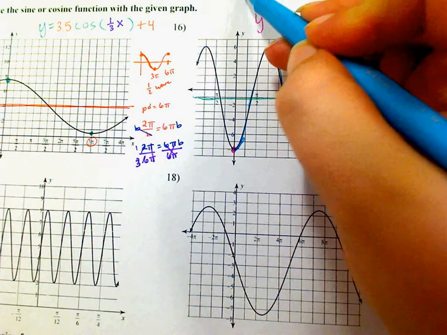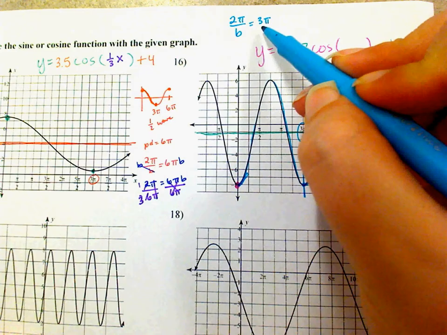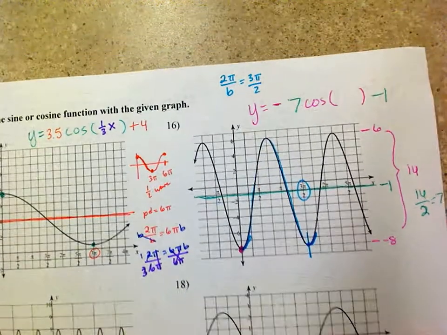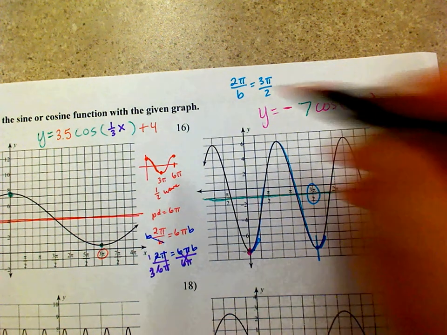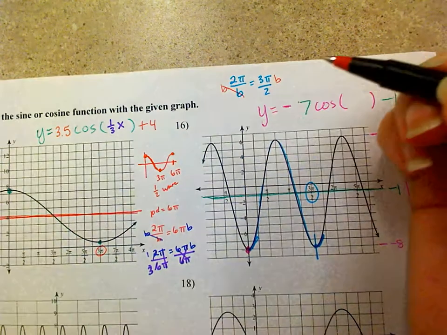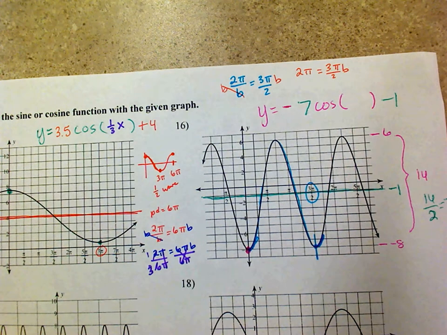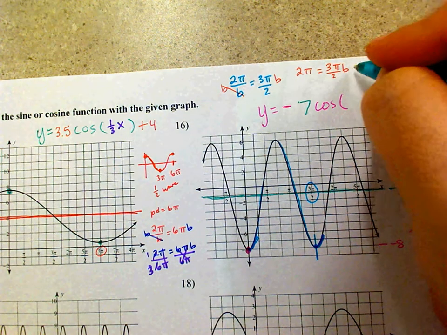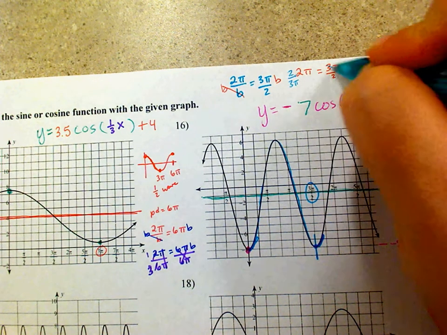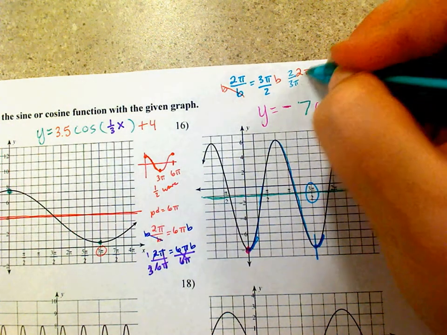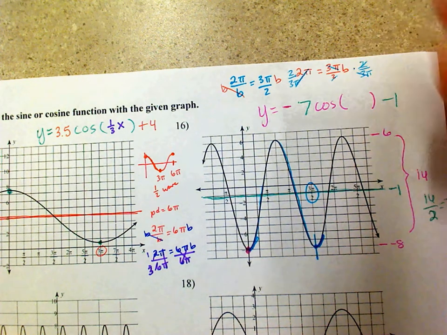and solve. Okay? So if I want to solve that, I'm going to multiply both sides by b. B's cancel out, and I've got 2 pi equals 3 pi over 2 b. I want to multiply by the reciprocal, 2 over 3 pi. 3 pi's and the 2's cancel each other out. These pi's cancel each other out, and then all I can do is multiply 2 times 2, and then divide it by 3, so that is 4/3. So 4/3 equals b, which means this is 4/3 x. Okay.